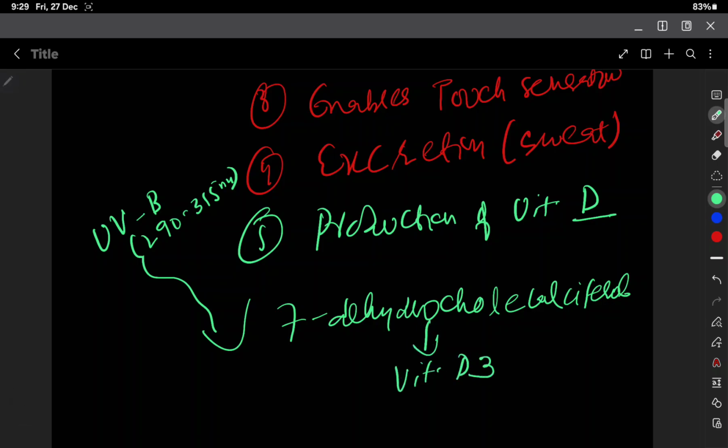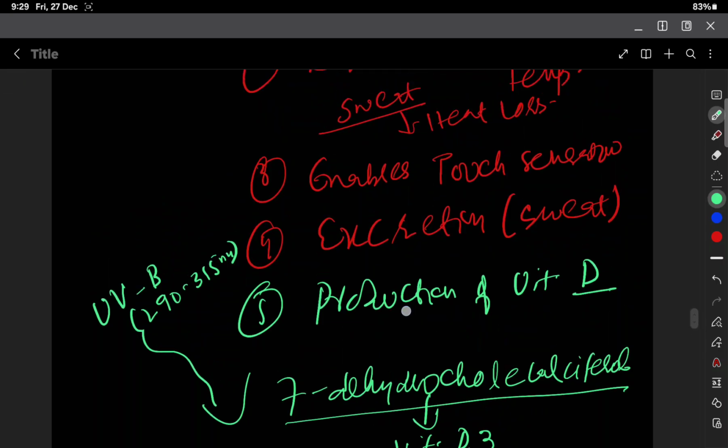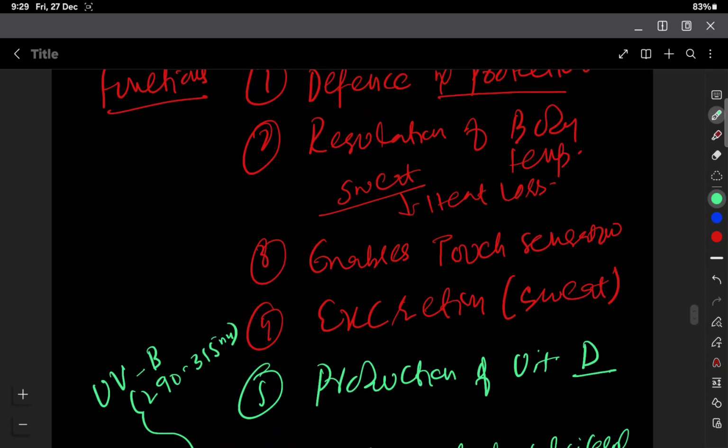And this is a non-enzymatic process. No enzyme is needed here. Directly the sunlight will fall on the skin, and 7-dehydrocholecalciferol will be converted into vitamin D3. So this is also the function of the skin. Now, temperature regulation, I already explained how the skin regulates the body temperature.